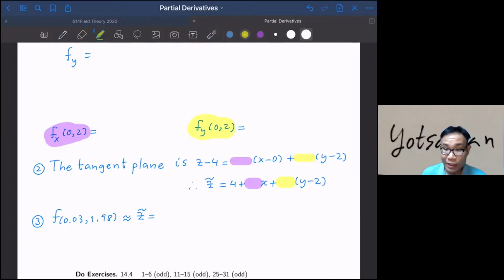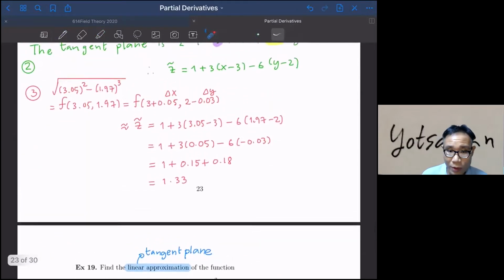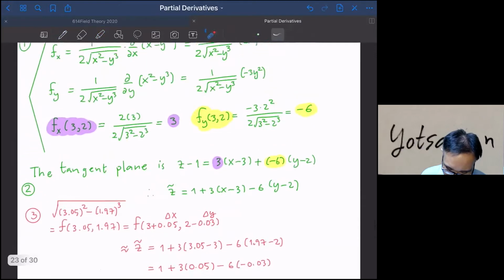Okay, everything turned out to be nice numbers. And then you're gonna approximate by letting x equal to 0.03. So you're gonna plug in x equal to 0.03 and y equal to 1.98 into the tangent plane, and you'll be able to obtain the approximation that you're looking for. Okay, so please do this one on your own, and we're gonna cover this one during the recitation.